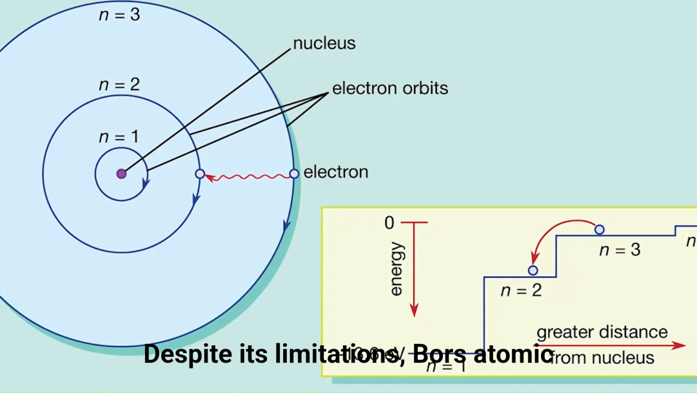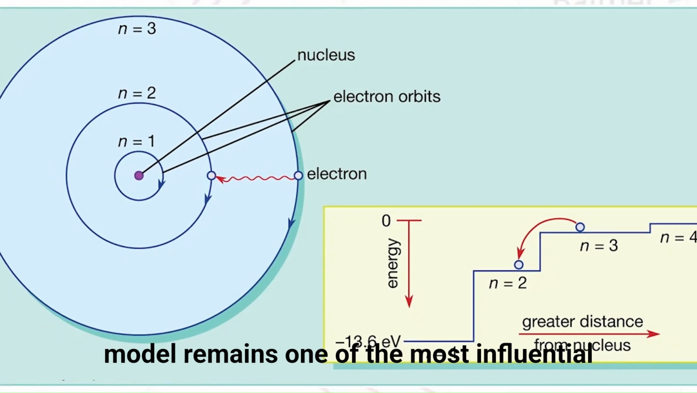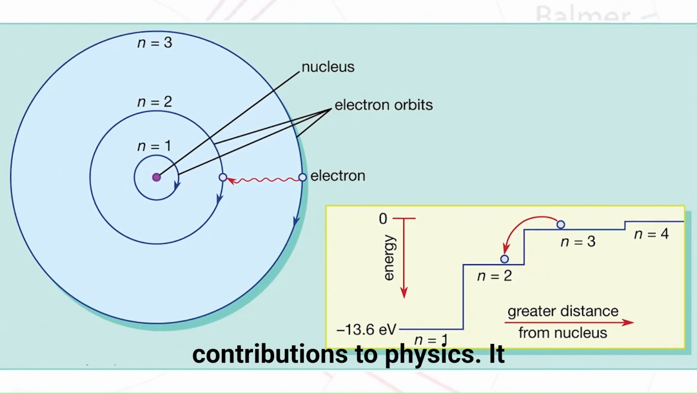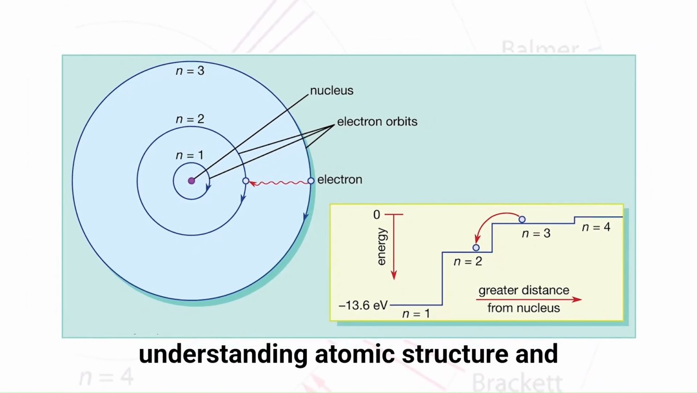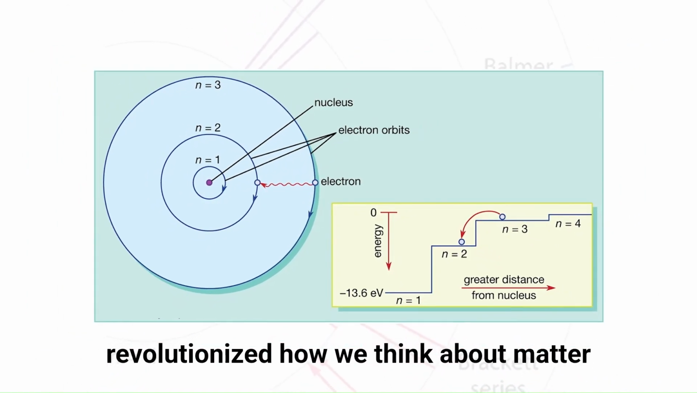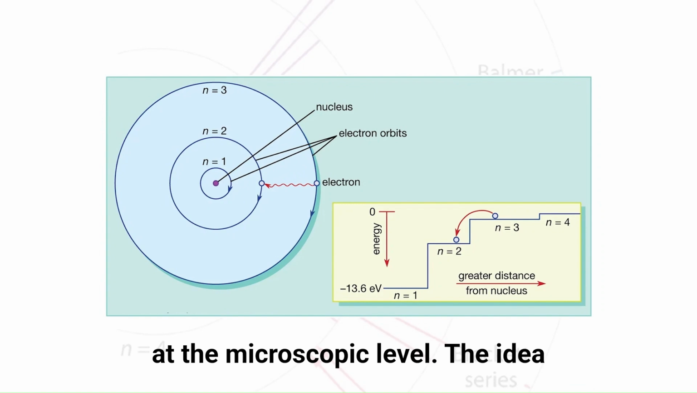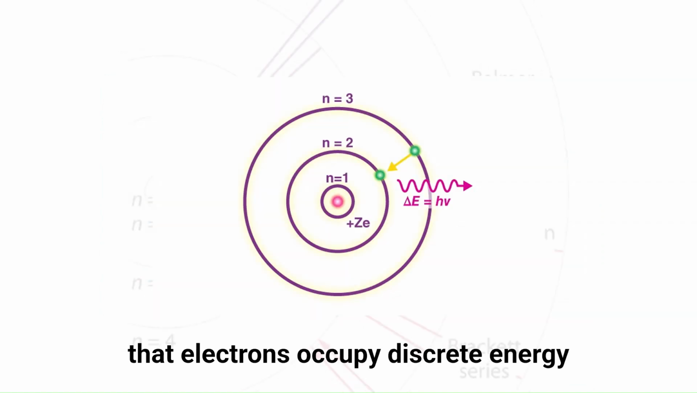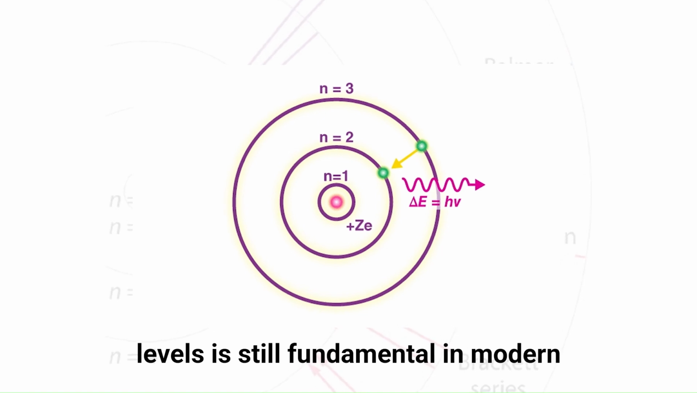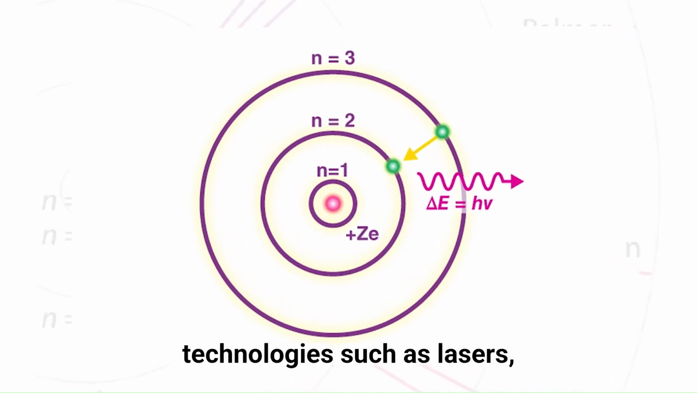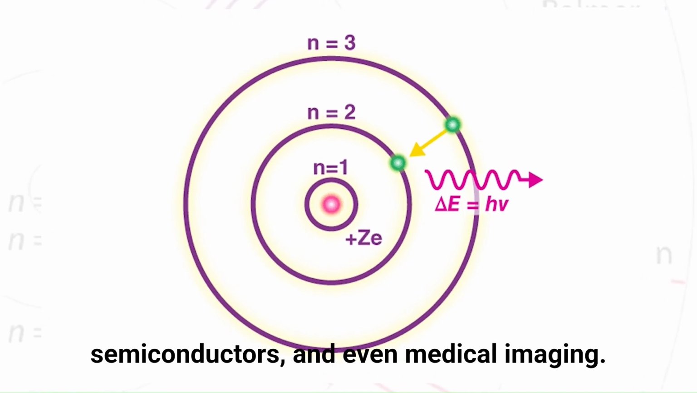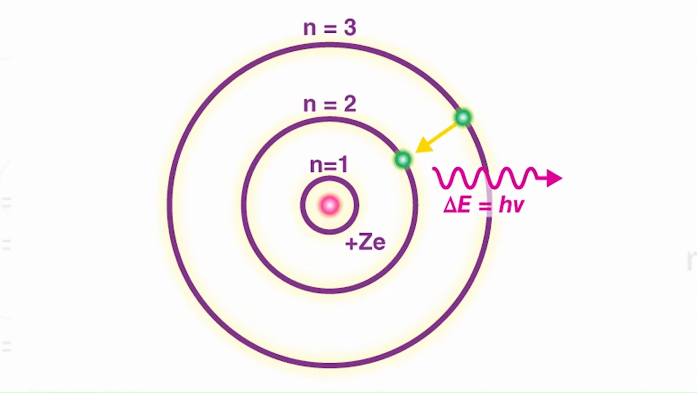Despite its limitations, Bohr's atomic model remains one of the most influential contributions to physics. It provided a crucial step toward understanding atomic structure and revolutionized how we think about matter at the microscopic level. The idea that electrons occupy discrete energy levels is still fundamental in modern physics and chemistry, influencing technologies such as lasers, semiconductors, and even medical imaging.